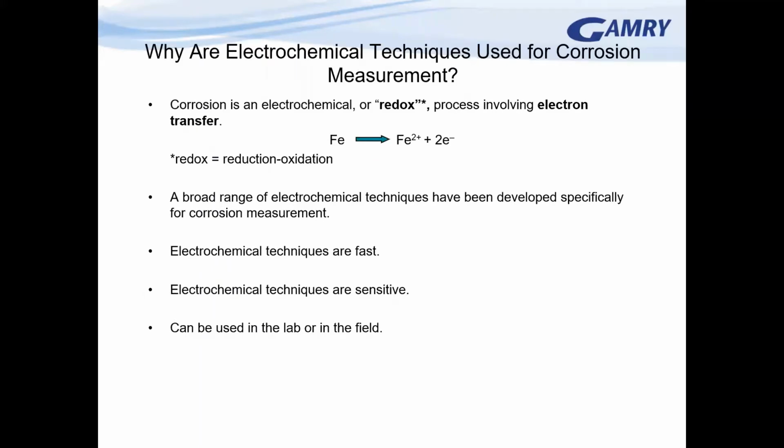So corrosion is an electrochemical process involving electron transfer. This makes electrochemical techniques ideal for corrosion measurements, and a wide range of techniques have been specifically developed and standardized. And in general, they are both fast and sensitive, although fast is a relative term.